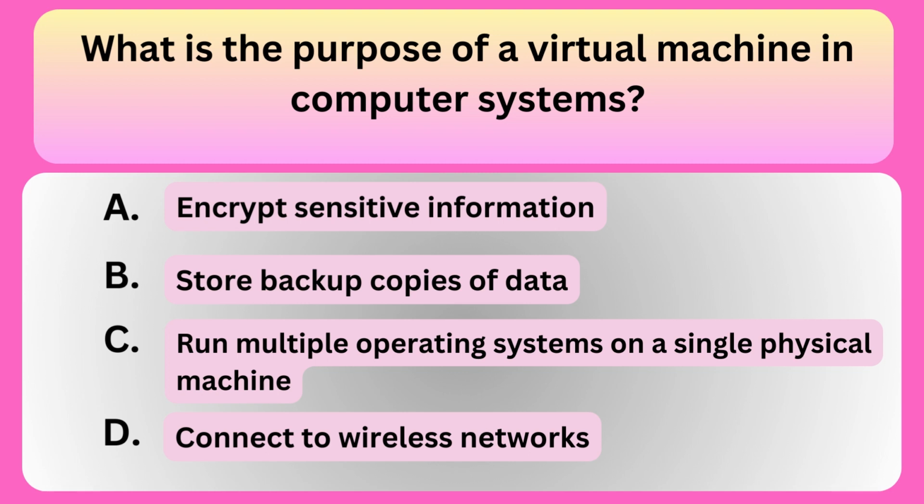What is the purpose of a virtual machine in computer system? Encrypt sensitive information, store backup copies of data, run multiple operating systems on a single physical machine, connect to wireless networks. And the right answer is run multiple operating systems on a single physical machine.